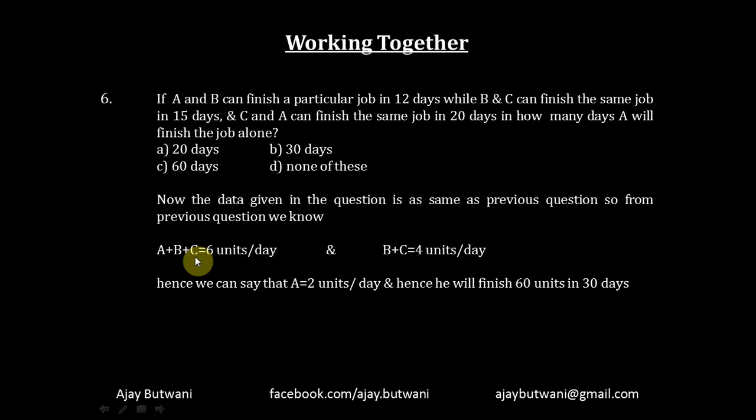A plus C was 3 units per day, as they can do the job in 20 days. 60 units job is over there. So B alone is doing 3 units per day. So with the help of 3 units per day, B will be finishing 60 units in 20 days. So in this particular one question, we have solved 3 different types of questions.